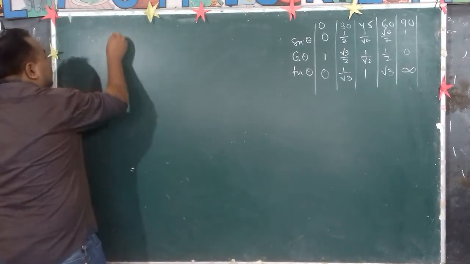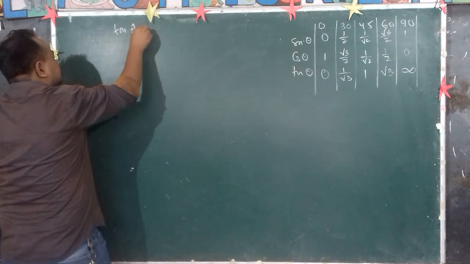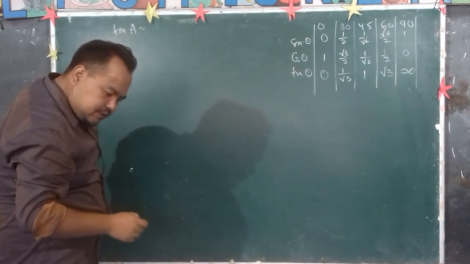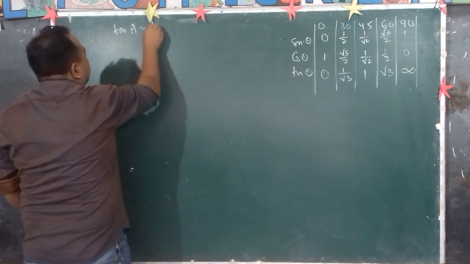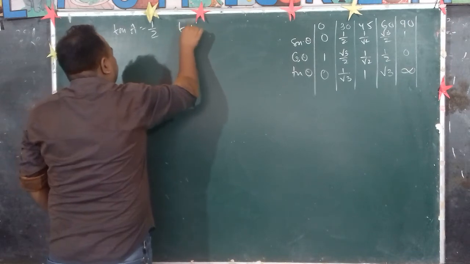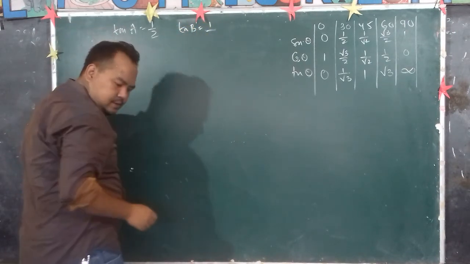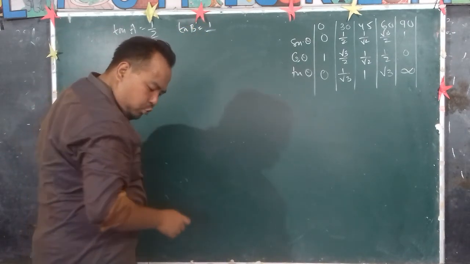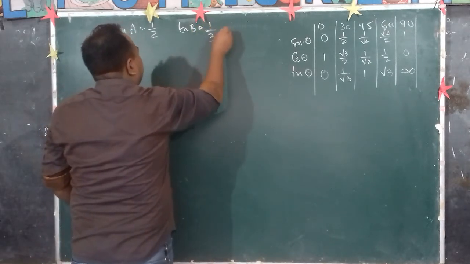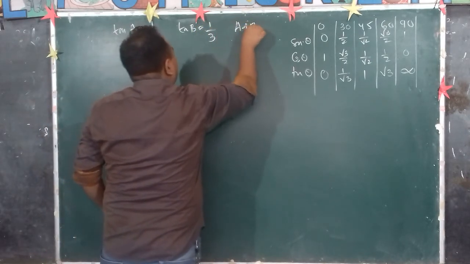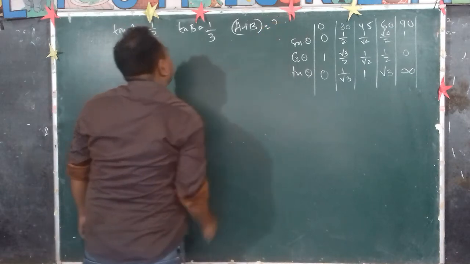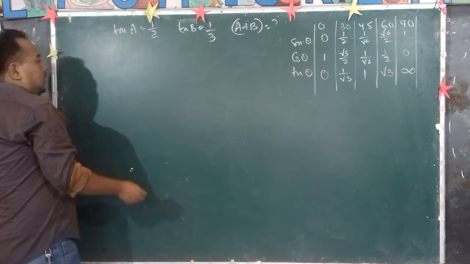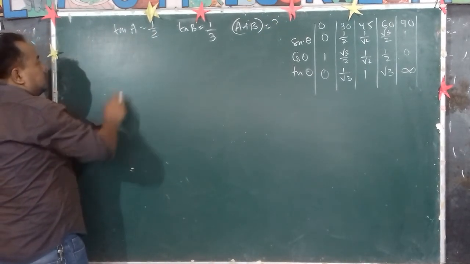So question number 14 is given, tan A is given to be 1 by 2, tan B is given to be 1 by 3. I have to find the value of A plus B. Is that clear? So I just have to find the value of an angle, but the ratio is given in terms of tan.